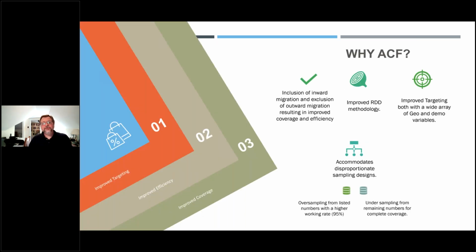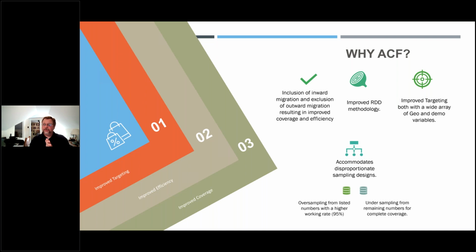So why use the advanced cell phone frame? There are a lot of reasons why you should be using it. One of the bigger ones is that it does a very good job addressing migration. It addresses people who have moved into a particular target sample geography, and it identifies the people who have moved out of your target geography. That results in improved coverage and a more efficient sample. We have improved targeting, right? You can target any of the demographics we have in our database. You can target any of the geography that we have in this database.